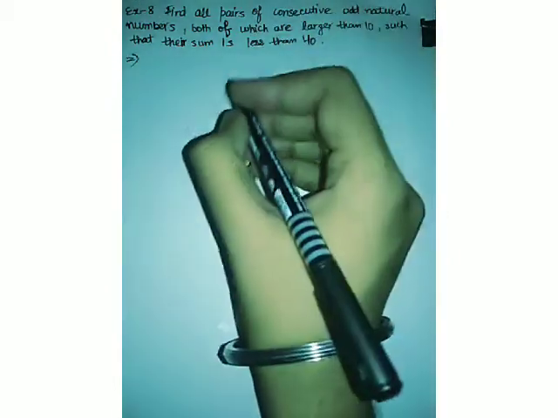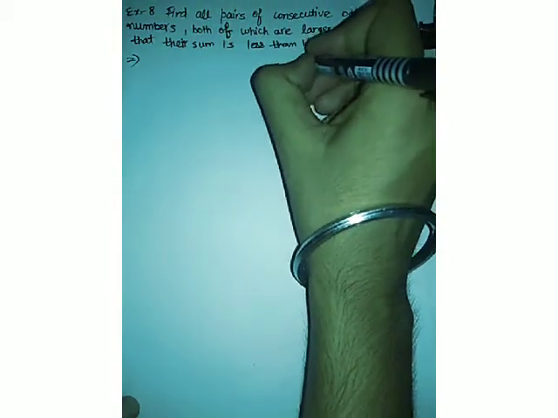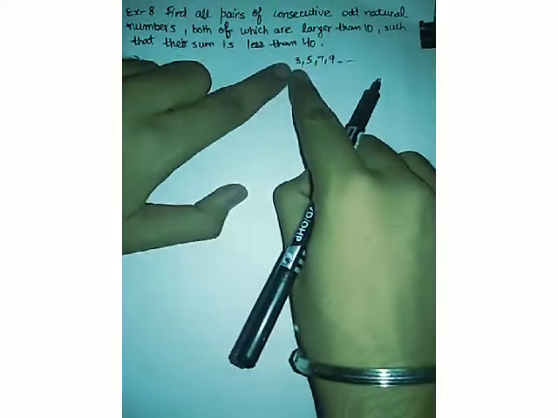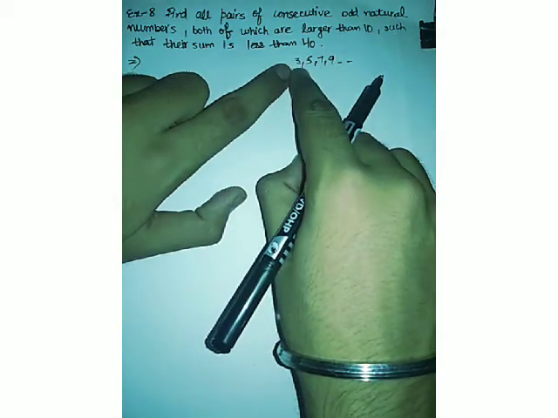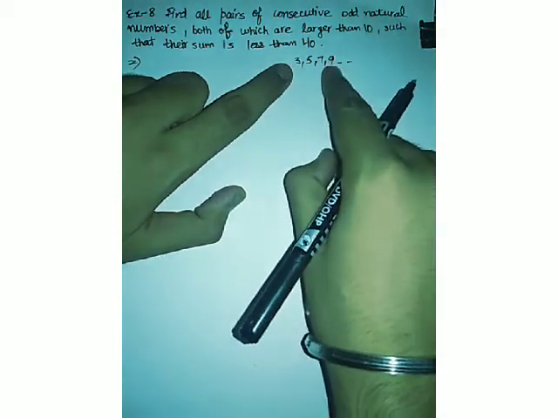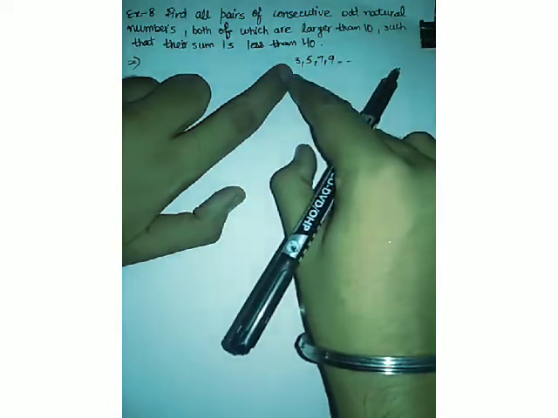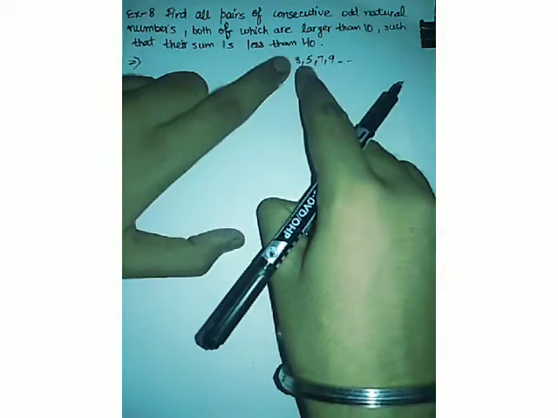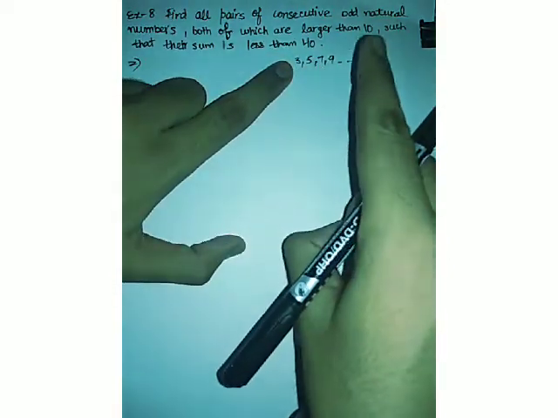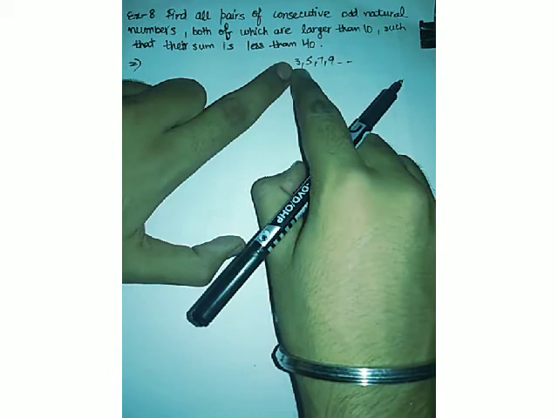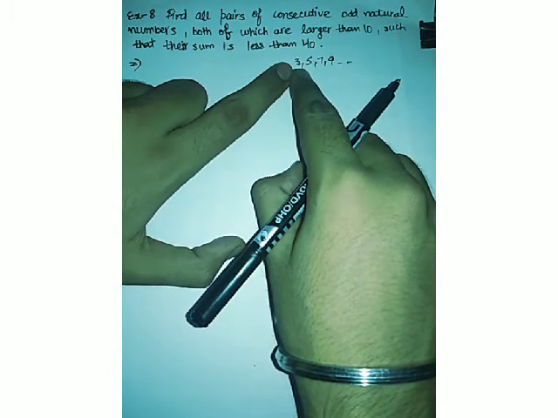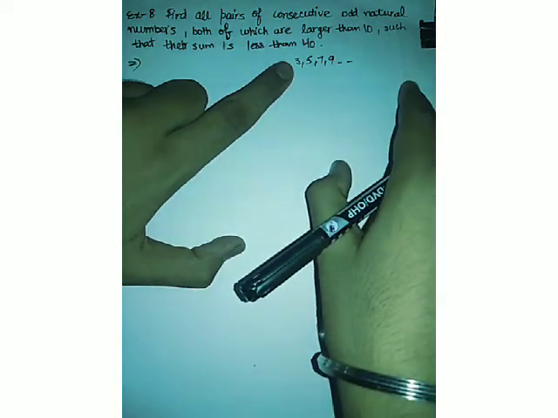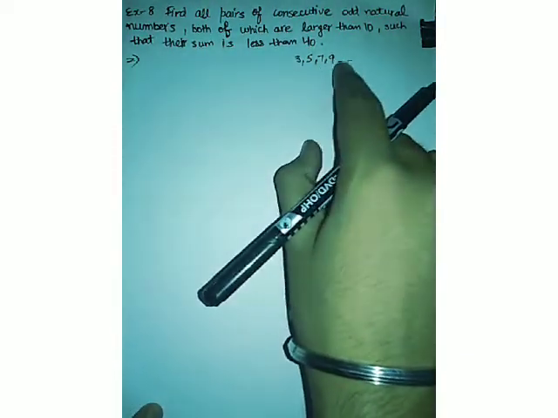Now, for example, I am writing some odd numbers: 3, 5, 7, 9. These all are consecutive. How do I know? Because I am not skipping any of the odd numbers in between, and the next will be 11, then 13, then 15. I am not saying that I have skipped 4, but I am not skipping any odd number. So when we do not skip any number of a particular kind, the sequence of numbers we get is known as consecutive numbers. All right, so these are consecutive odd natural numbers.